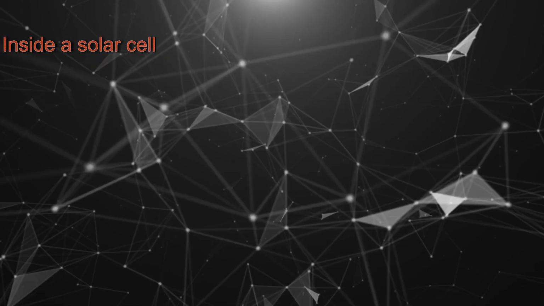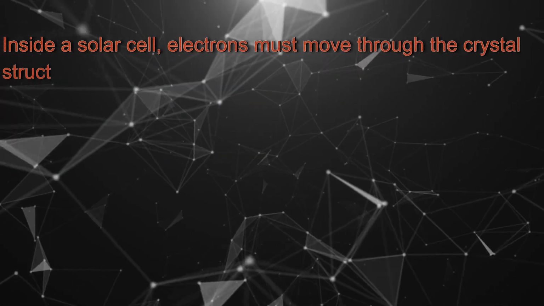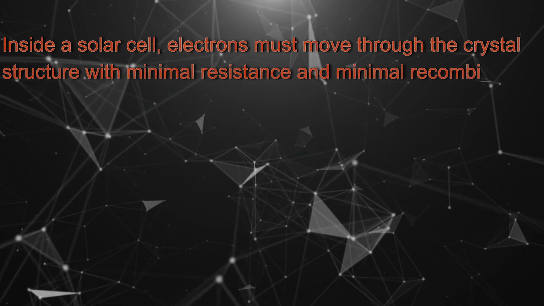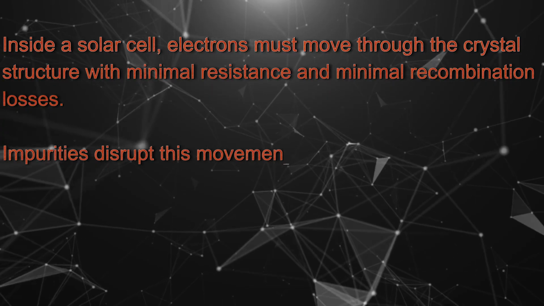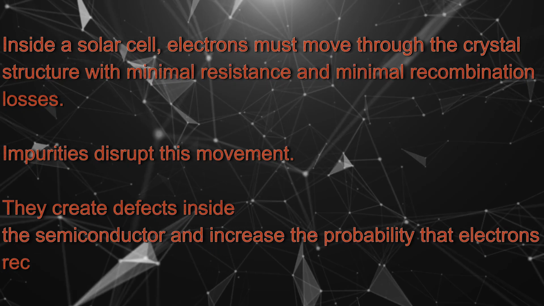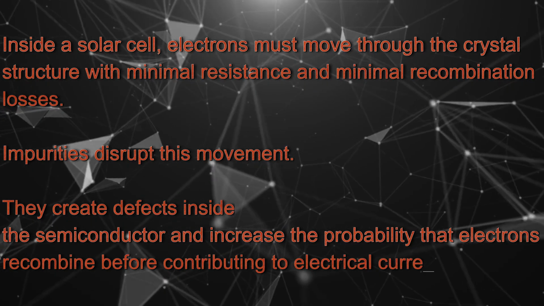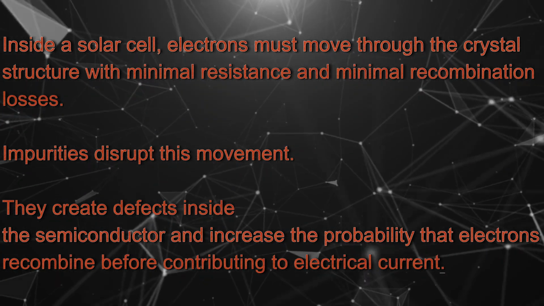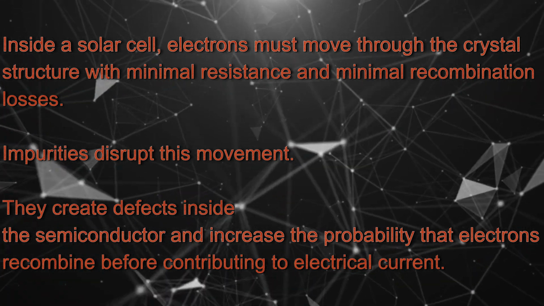And for solar panel manufacturing, this level of purity is still far from sufficient. Inside a solar cell, electrons must move through a crystal structure with minimal resistance and minimal recombination losses. Impurities disturb this movement. That creates defects inside the semiconductor and therefore increases the probability that electrons get recombined before contributing to electrical current. This is why the silicon must undergo a second and much more advanced purification process.